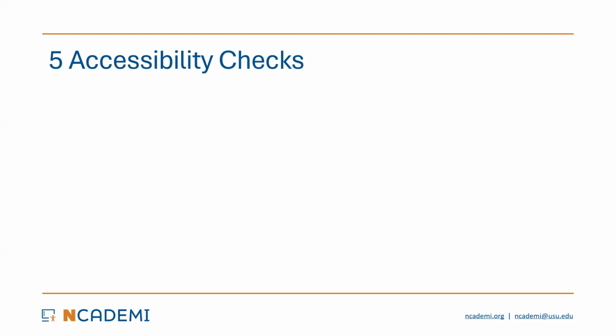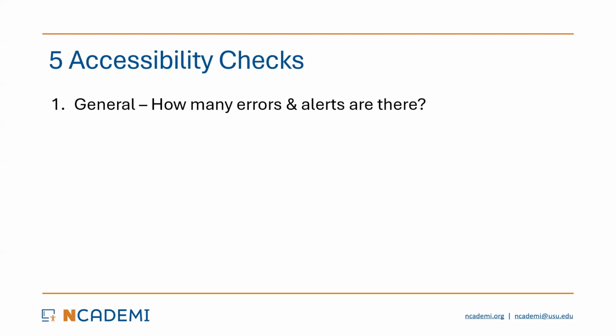We're going to go over 5 accessibility checks. Again, this isn't a comprehensive audit, but it's a series of checks you can use with WAVE to help you get a bird's eye view of the accessibility of what you're checking. The first one is very general: how many errors and alerts are there? We'll cover the difference between errors and alerts when we get to that part.